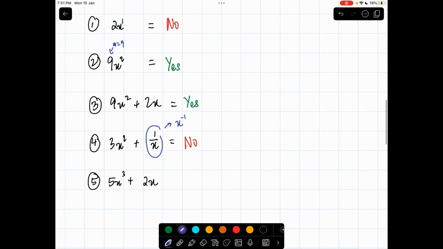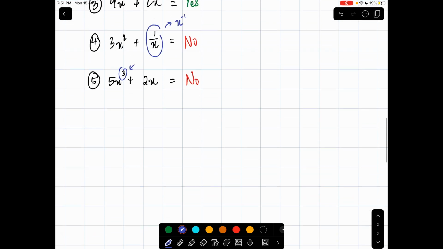We have 5x cubed plus 2x. Is this a quadratic expression? You're correct. It's not. 5x cubed plus 2x is not a quadratic expression because it does not fulfill the second rule, which is the highest power must be 2. But we have 3 here. 3 is most definitely more than 2. So this expression gets disqualified as a quadratic function, so that we can take it off.